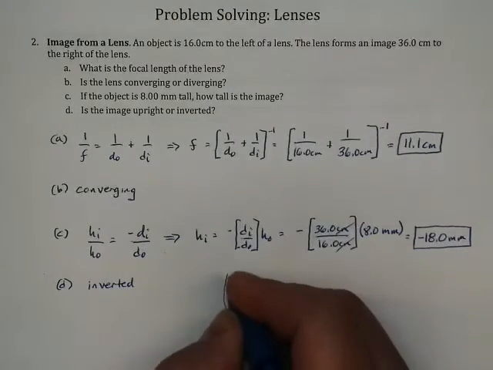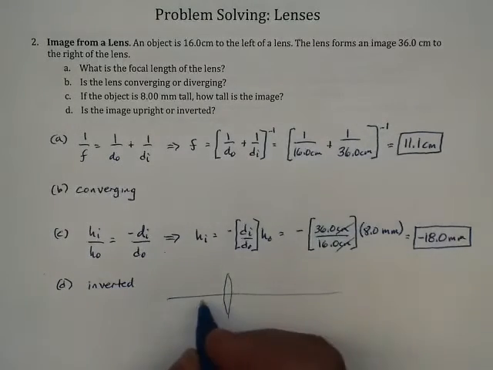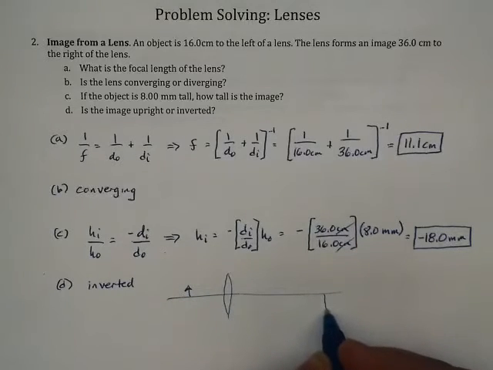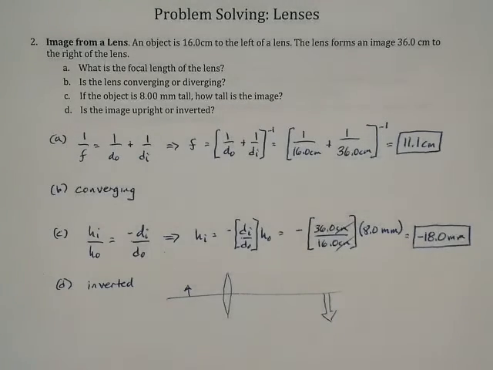So I have a situation where I have a lens, somewhere over here is the object, and then somewhere over here further away from the lens is the inverted image of that object produced by that lens.